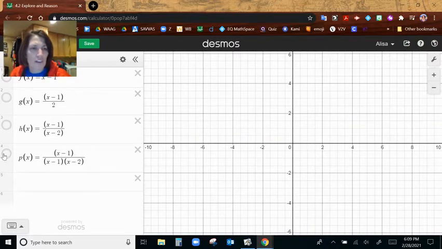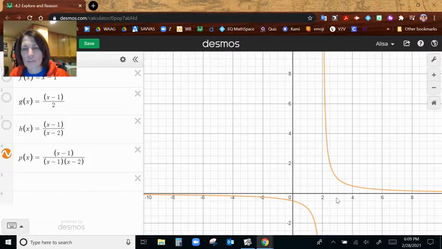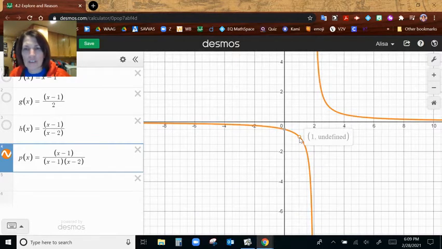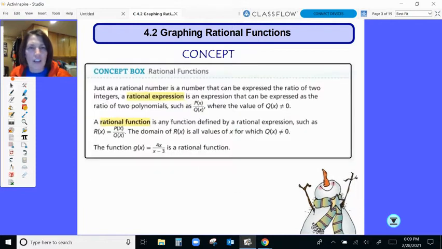And then what about this one right here? This is interesting, because it cannot be x equals 2, but what about this x plus 1? We come over here where x equals 1, and look at that, we have a hole in our graph. It's undefined also, but it's a hole instead of an asymptote. So we're going to look at all these various ways we can have points of discontinuity on our graphs today.